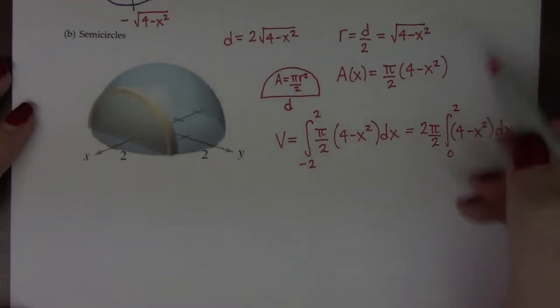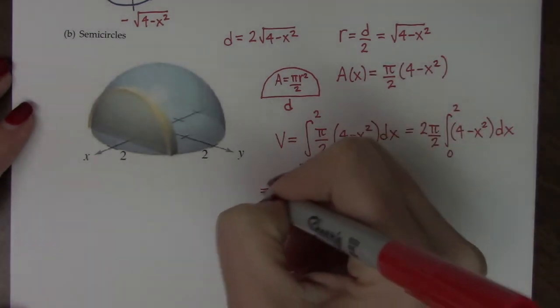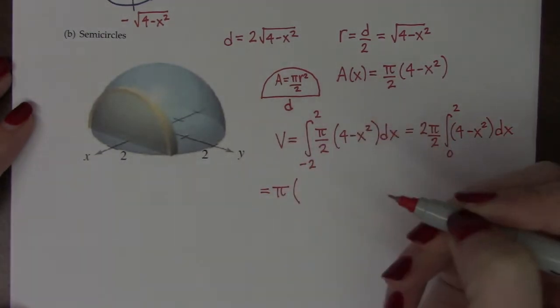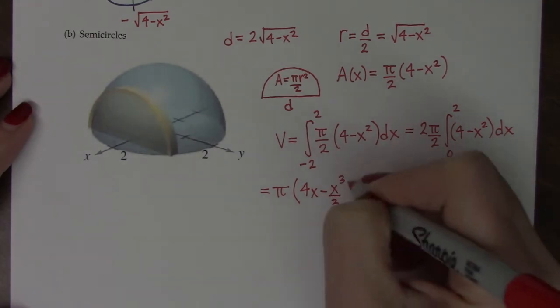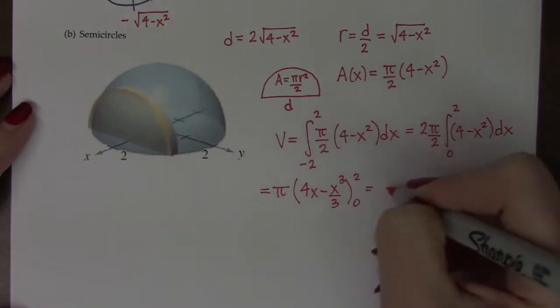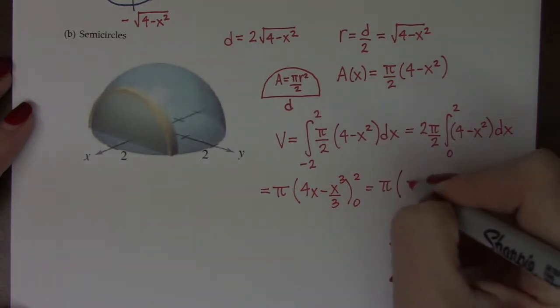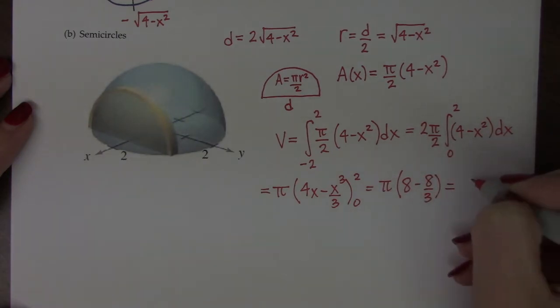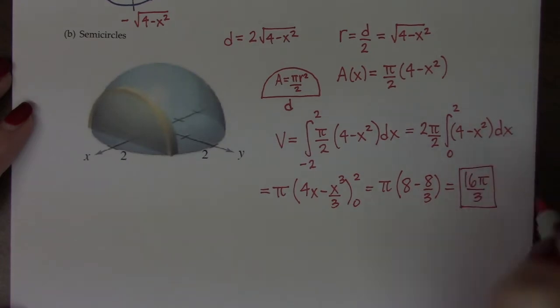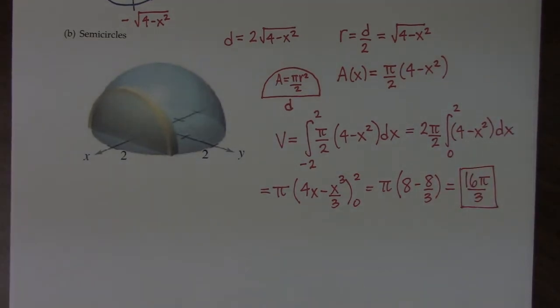So when I go to integrate this, we can see these 2's cancel. So I'm just going to have pi times 4x minus x cubed over 3 from 0 to 2. So once again, I don't have to plug in 0 in this case. So I'm just going to have 8 minus 8/3. And this simplifies into 16 pi over 3. So even though we use the same function, the base of our solid was the same in both cases, we got completely different areas because the cross sections were different.